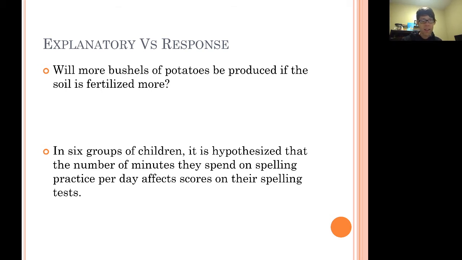In our second scenario, we have 6 groups of children, and the hypothesis is that the number of minutes that they spend on spelling practice per day is going to affect scores on their spelling tests. So again, take a look at the two main variables in question here and try to figure out which one is explanatory and which one is response.